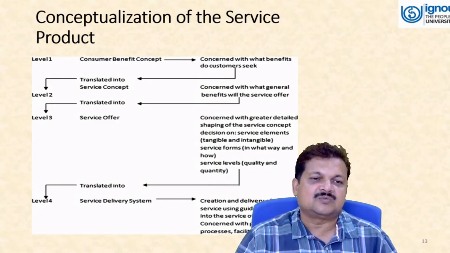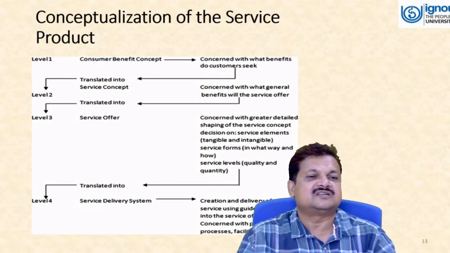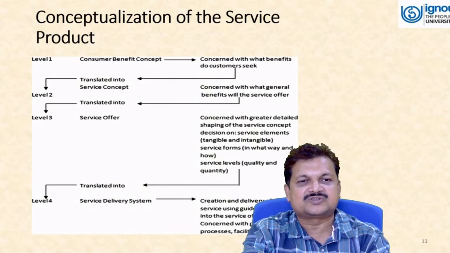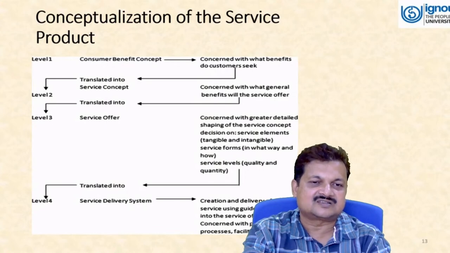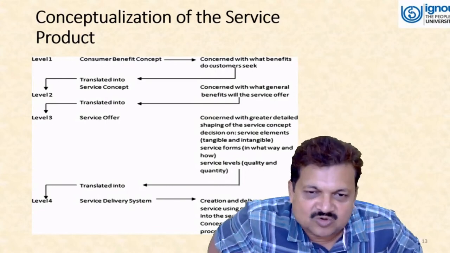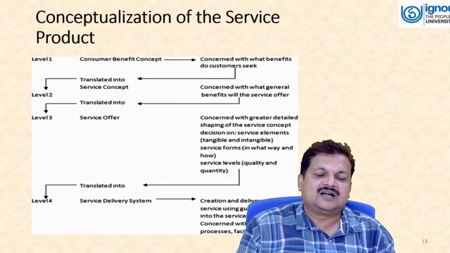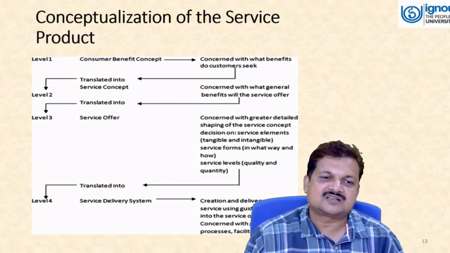So that is translated into level 4, and the last one is the service delivery system. When you are delivering, it is the creation and delivery of service using guidelines built into the service offer, concerned with people, process and facilities. How are you going to deliver? The space must be sufficiently available. People may see whether the location is well ventilated, or whether you have an AC environment, or that the lighting system is good enough. Where you are delivering is the more important part. You are serving your food, and at the same time how promptly you are serving, with the right quantity, how qualitatively you are serving, and how clean your plates are. All these aspects are related to this.